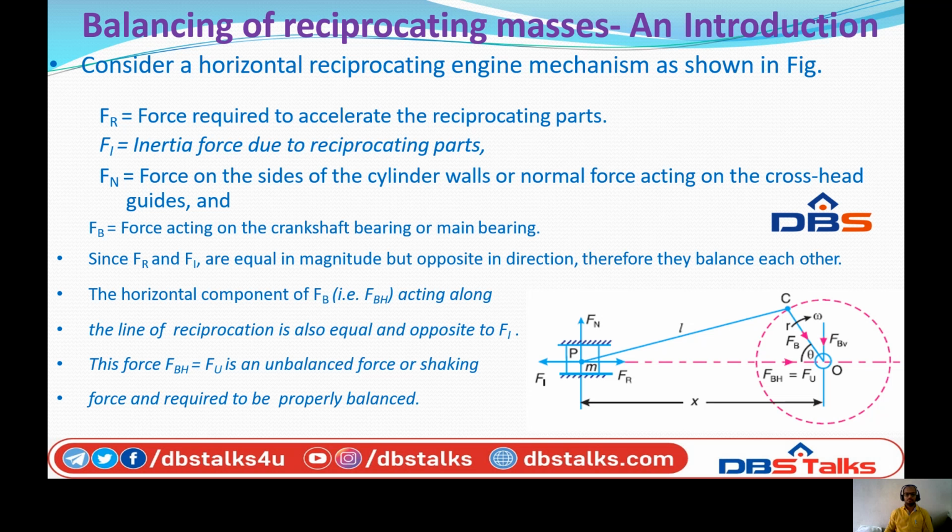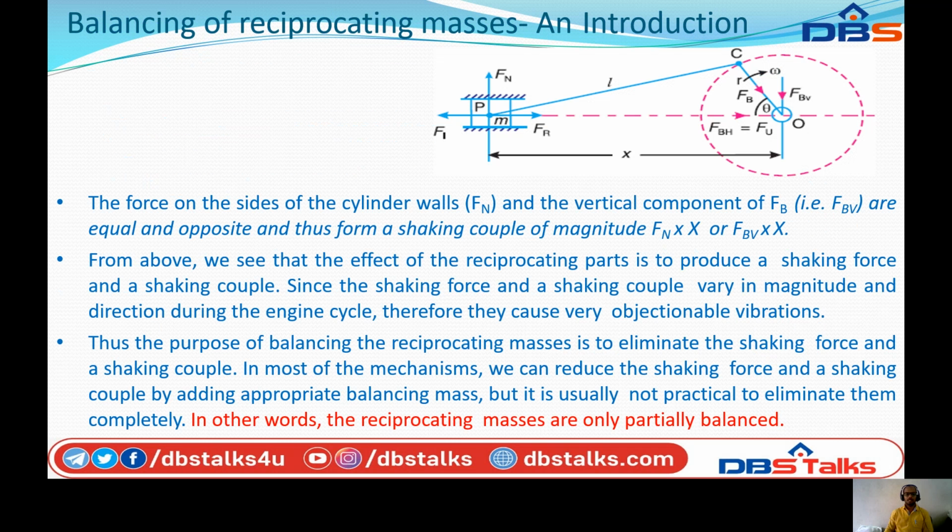These are equal but in opposite directions. So the horizontal component of Fb, that is Fbh, which is acting along the line of reciprocation, is equal and opposite to Fi, the inertia force. And this force Fbh equals Fu, the unbalanced force or shaking force, which is required to be properly balanced. The force on the sides of the cylinder walls Fn and the vertical component of Fb, that is Fbv, are equal and opposite, and thus form a shaking couple of magnitude Fn into x, or Fbv into x.